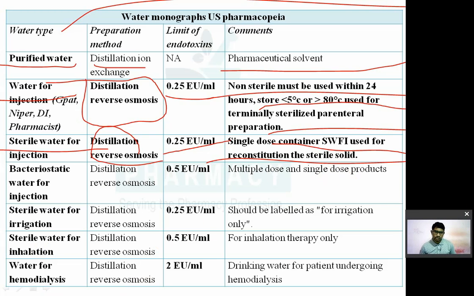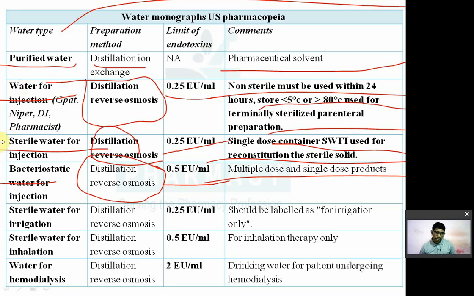Now bacteriostatic water for injection. It is again prepared by distillation and reverse osmosis. What is its endotoxin limit? 0.5 endotoxin unit per ml, not more than 0.5. It is used for multi-dose containers and single-dose products. Now what is the difference between bacteriostatic water for injection and sterile water for injection?